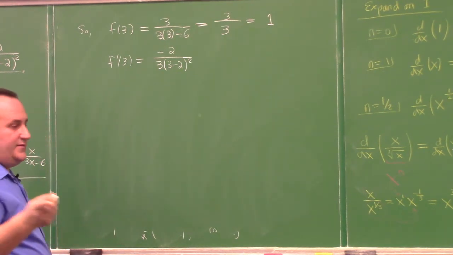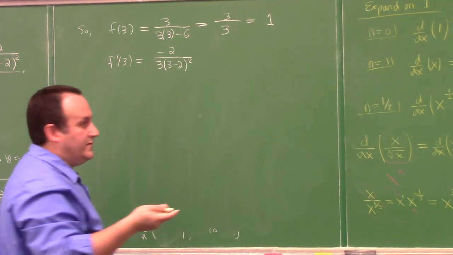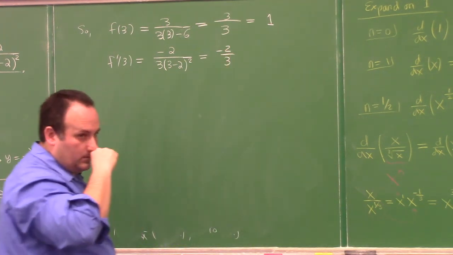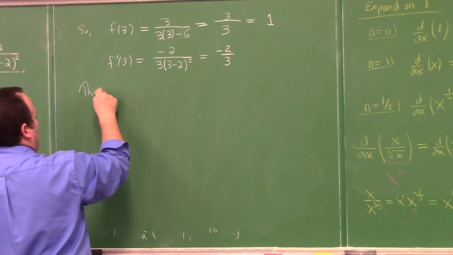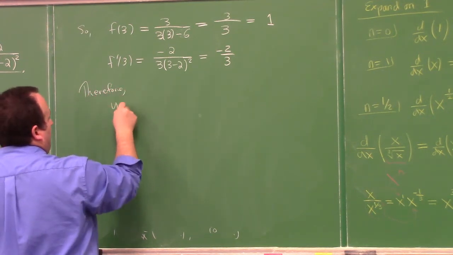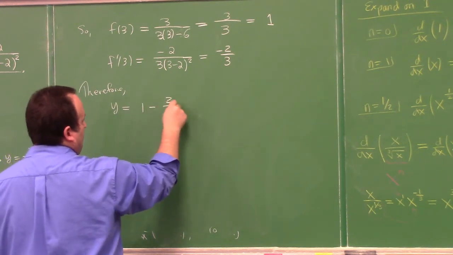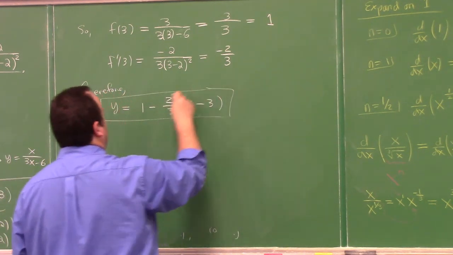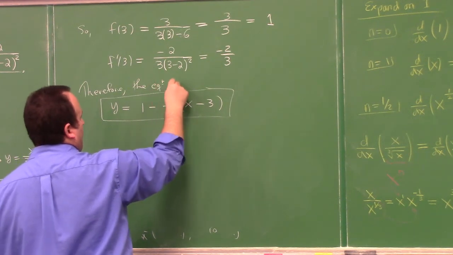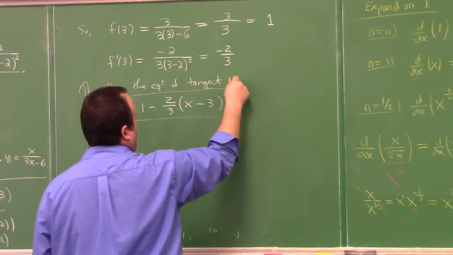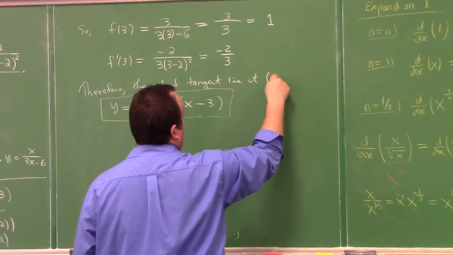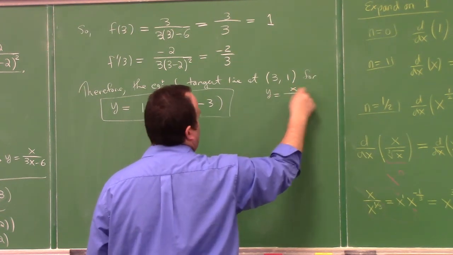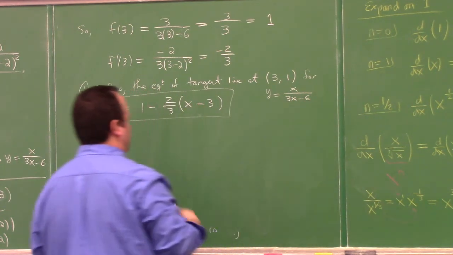Three minus 2 is that number that you like, right? It's 1. So the derivative here at 3 is minus 2/3. So therefore, y equals 1 minus 2/3 x minus 3. This right here is the equation of the tangent line. There it is.